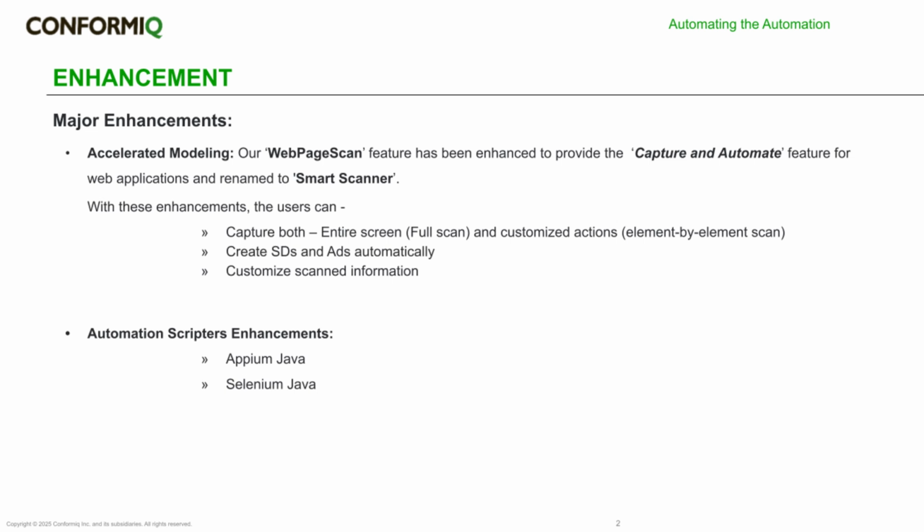Users can now get access to both structured diagram and activity diagram files automatically, and also customization of the captured information. That means the users can add, modify, or delete the element data. The other enhancement you get is with automation scripters, basically Selenium Java and Appium Java scripters, which have been enhanced to support execution in both Java and Maven projects. Now let us see each of these enhancements through a quick demo on ConformIQ Creator.